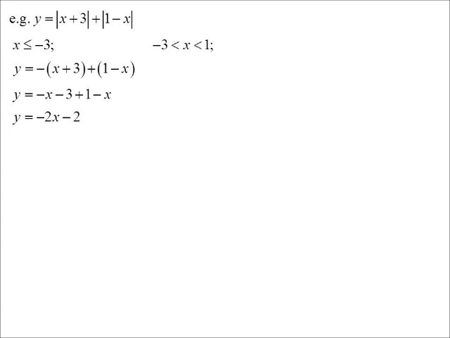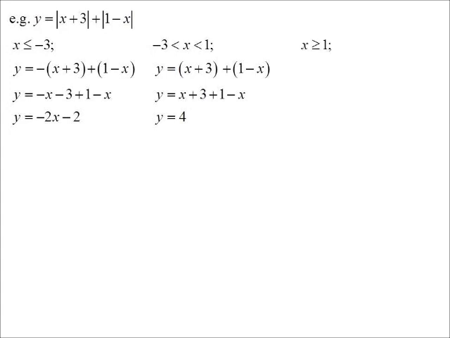Well, 0 is the easiest to substitute in for this one, so we shouldn't have a problem here. X plus 3, well 0 plus 3 is positive, so it'll stay x plus 3. 1 minus 0, that's positive, so that'll stay as 1 minus x. And we just end up with the constant line of 4. And let's see what happens on the right-hand side there of 1.